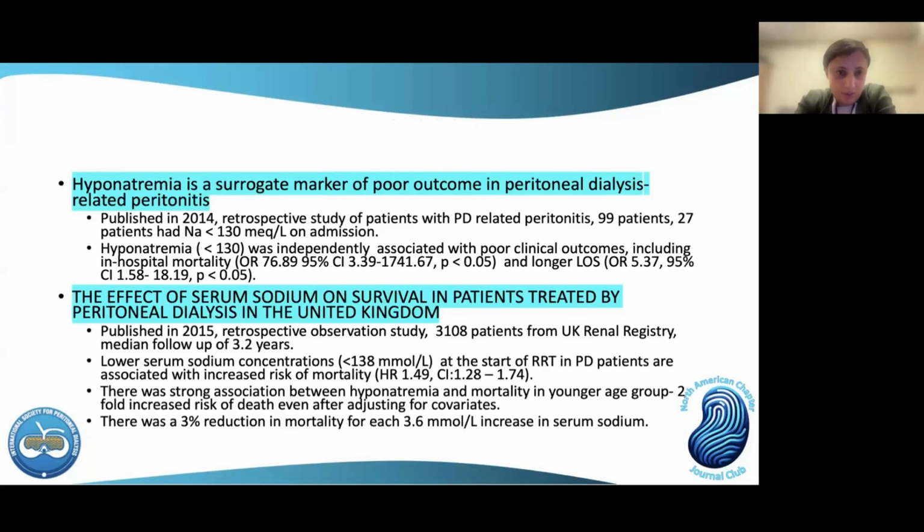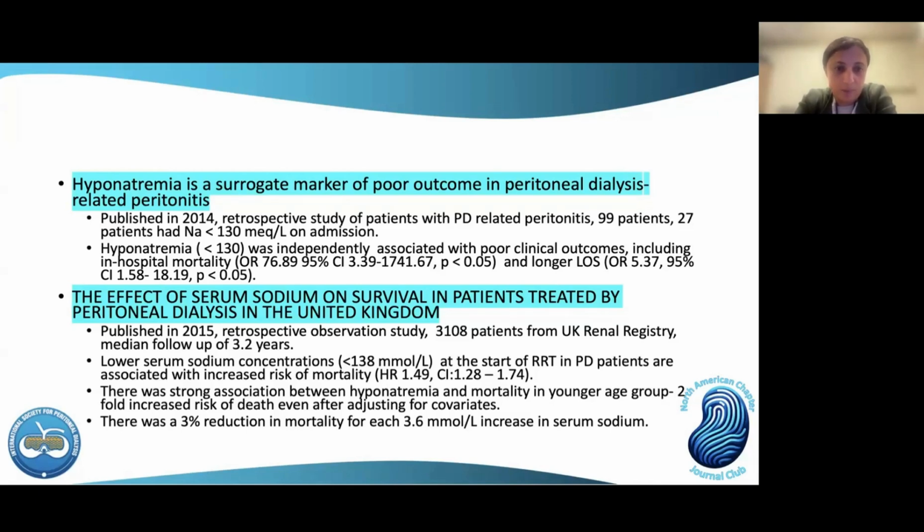There was another study published around the same time in 2014, titled Hyponatremia is a Surrogate Marker of Poor Outcome in PD-related Peritonitis. This study enrolled 99 patients with PD-related peritonitis. Out of them, 27 patients had a sodium of less than 130, which is 27%. They concluded that hyponatremia, with sodium less than 130, was independently associated with poor clinical outcome, including high in-hospital mortality and longer length of stay.